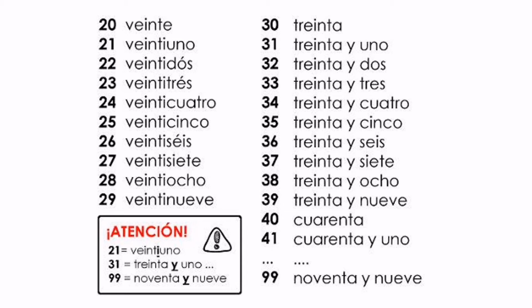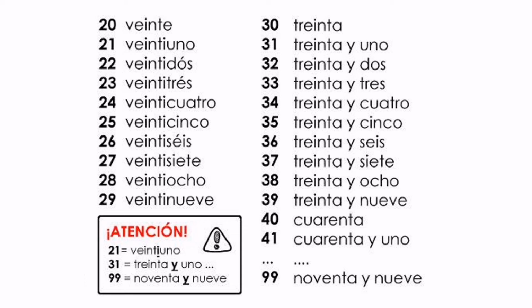So treinta y uno, treinta y dos, treinta y tres, treinta y cuatro, treinta y cinco, treinta y seis, treinta y siete, treinta y ocho, treinta y nueve, cuarenta. So these are from 30 to 40. We just add to the 30 the letter Y, which means and, and then we add all the numbers 1, 2, 3, 4, depending on what number we're looking for.